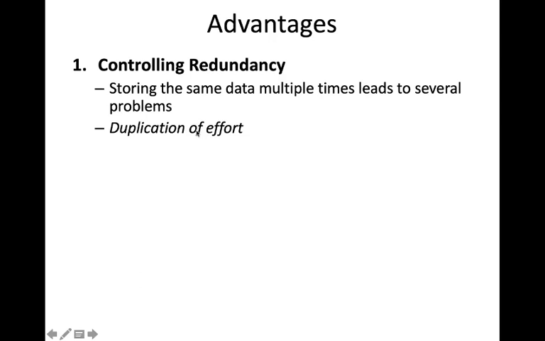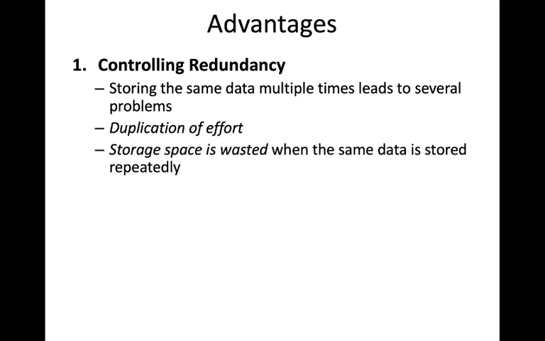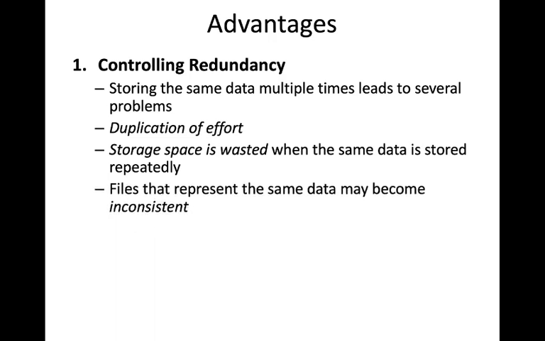The first one is duplication of effort. For example, if you do not have any database, you will have to write everything on paper and store one copy in the department, one copy in the PTA, another copy in the society, another copy in the college office. Like that, there will be different copies, and there will be duplication of effort. And storage space itself is wasted when the same data is stored repeatedly.